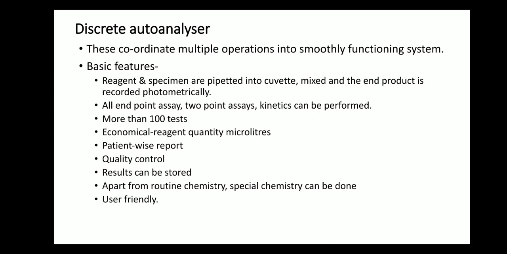And results can be stored, whatever is analyzed gets stored in the analyzer. Whenever we want we can just see or review the results. And apart from routine chemistry, special chemistry can also be done. So what is routine chemistry? Routine is glucose, lipid profile, liver function, all these are routine chemistry investigations. Special chemistry means hormone analysis like thyroid profile, then vitamins can be assayed, vitamin D, B12, then fertility profile. All these tests come under special chemistry.